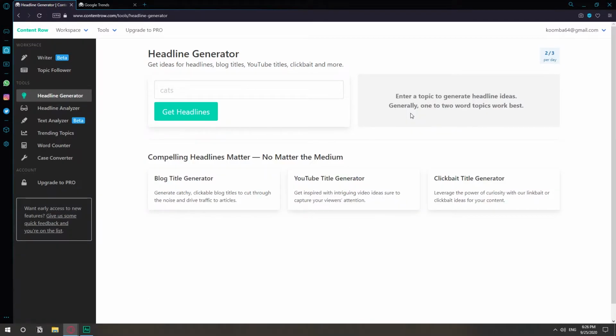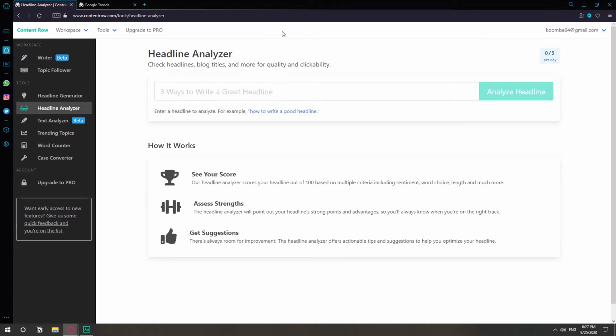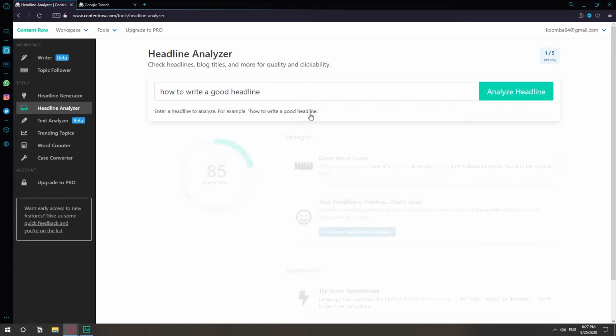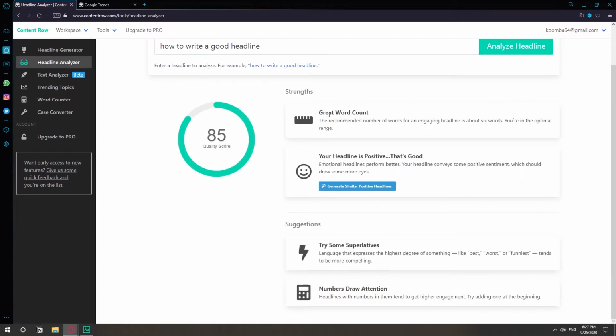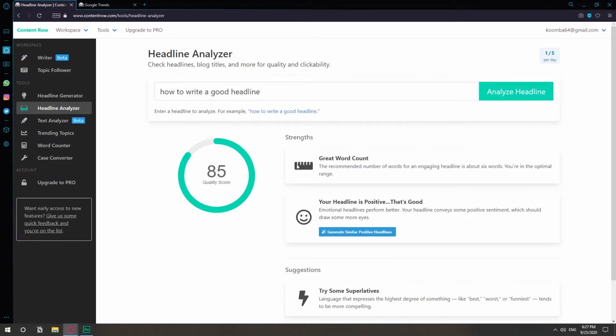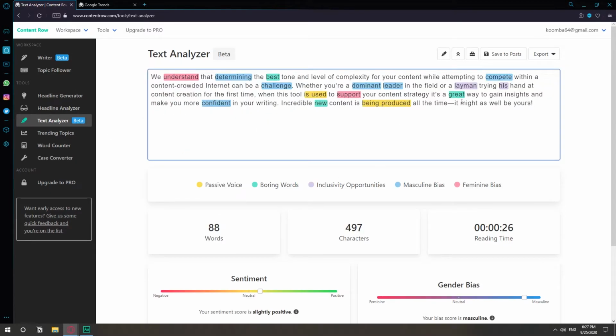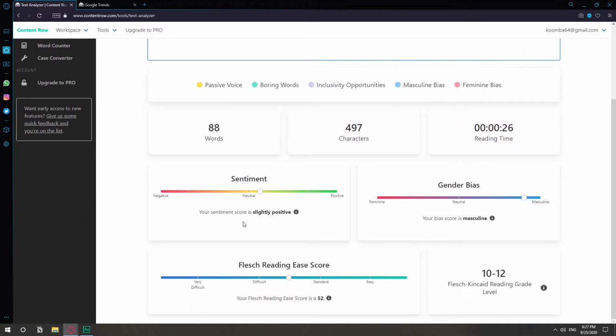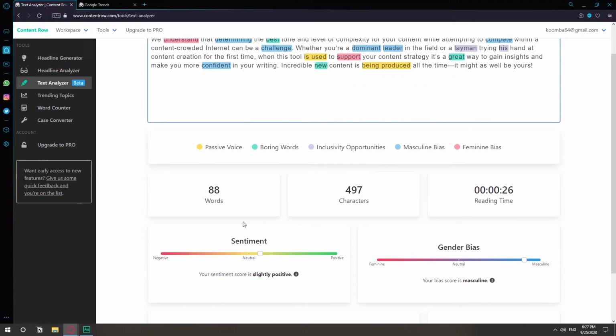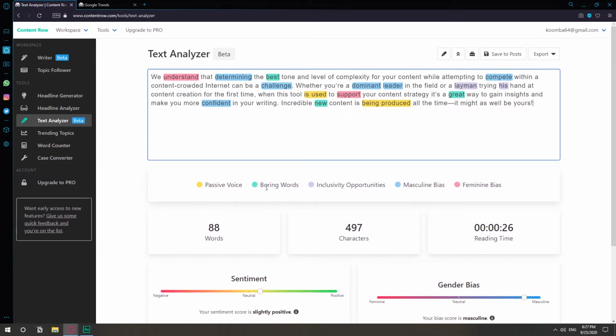So we have other things like the headline analyzer. Let's just try their example. How to write a good headline. Analyze headline. Good word count. So they give you some sort of analysis on what your title was. Text analyzer, if you really want to do that. I don't know. I don't think we should go that deep. Maybe we should if we include a bunch of these, which I've seen a lot.